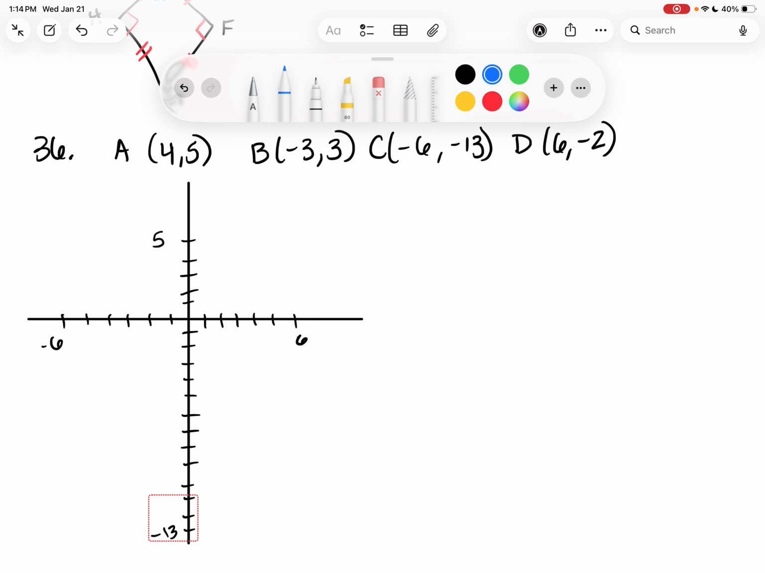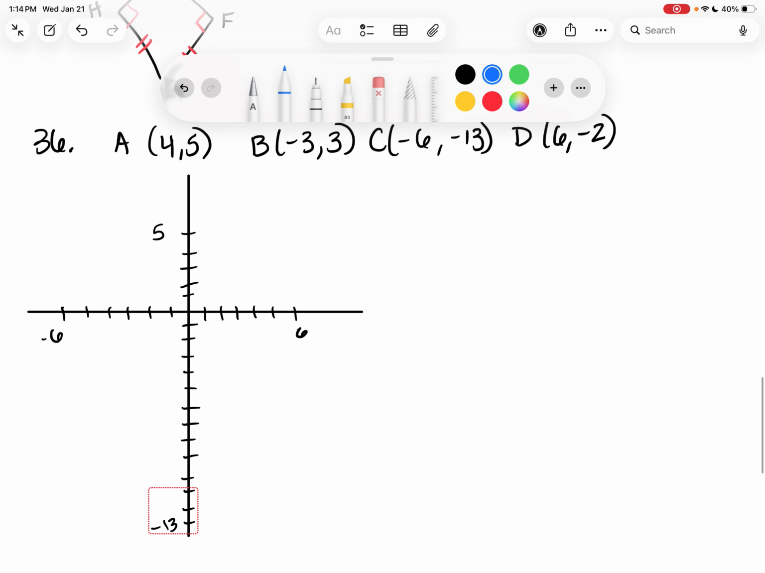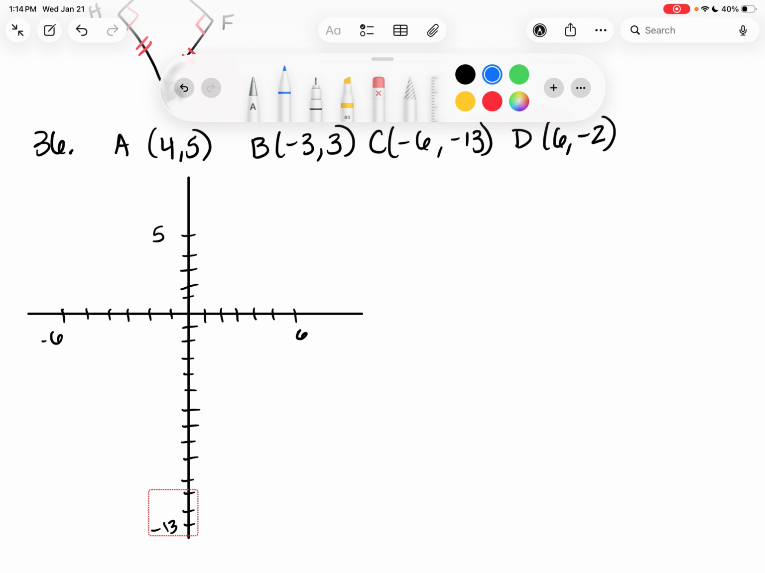Okay, so I'm going to plot the points. Make sure you label them so that you can see where everything is. A is 4, 5, so that means I go right 4, up 5. B is negative 3, 3, so I'm going to go left 3, up 3. C is negative 6, negative 13, so that's left 6, down 13, so that one's way down here. And then D is positive 6, negative 2, so that's right 6, down 2.